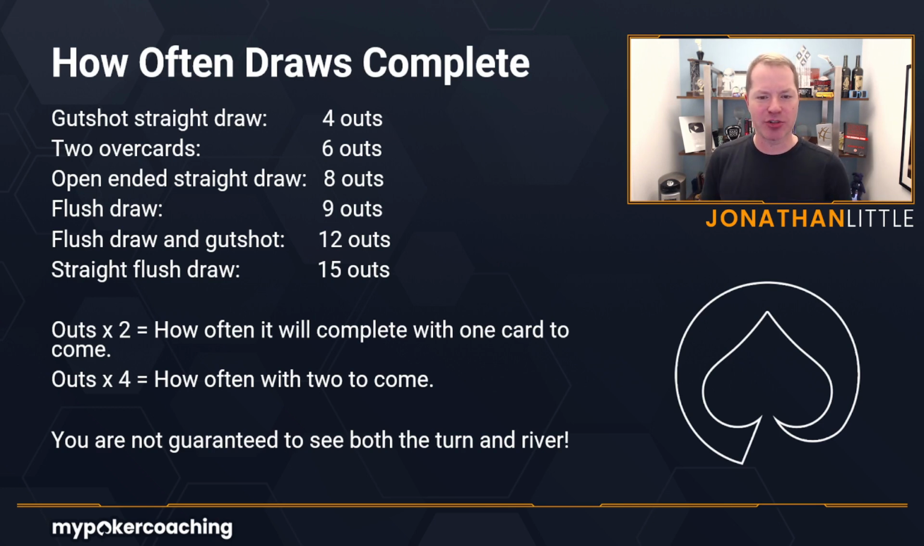If you have an open-ended straight draw, say the board is 8-7-3, and you have 6-5. In this spot, you need to get a 9 or a 4. You have 8 outs to improve to a straight.